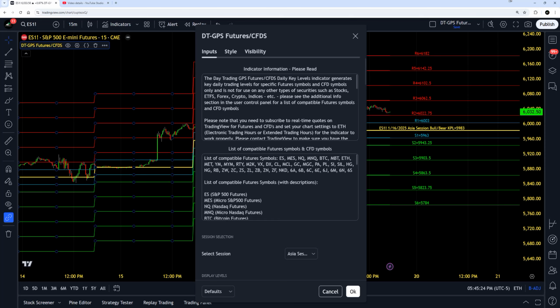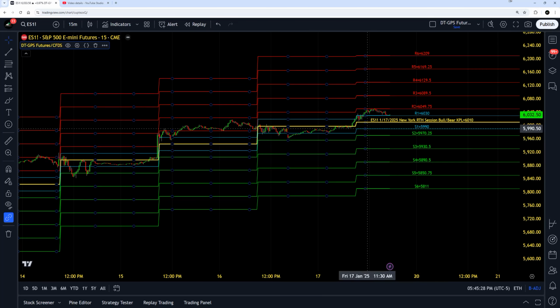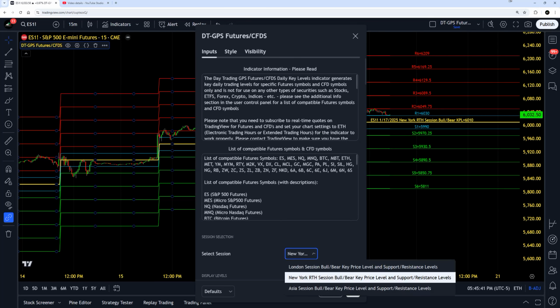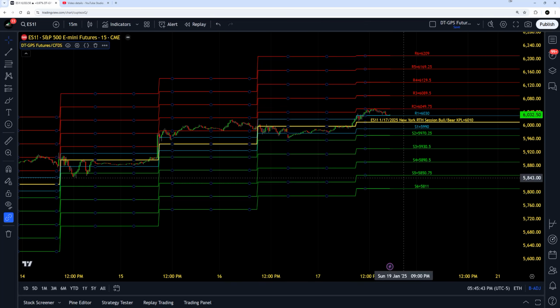Whereas if you go to the other ones, say like to New York, it'll say Friday the 17th because that's when this session started at 9 a.m. on the 17th. And the same thing for the London session.